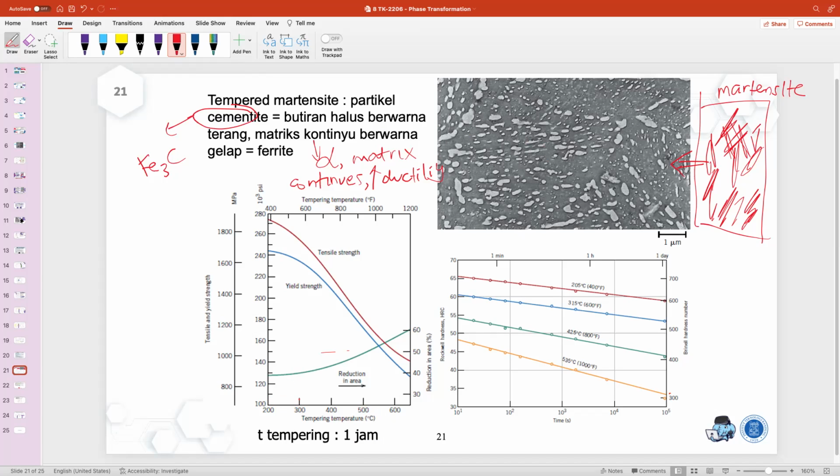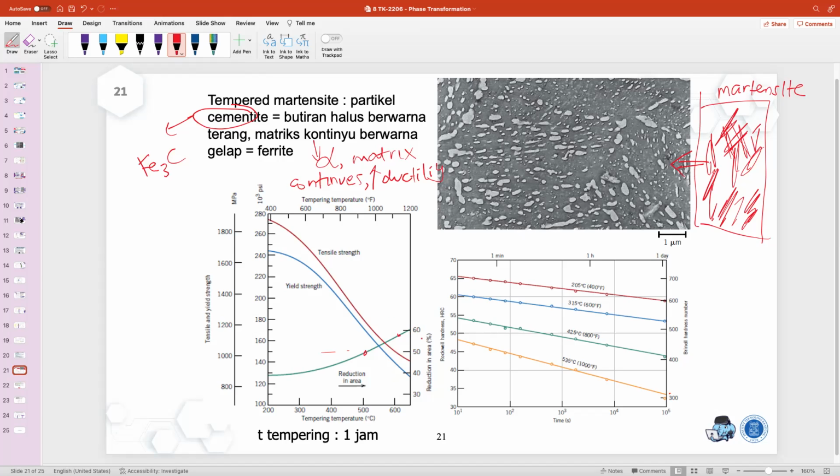So if we make the tempering around here, the reduction in area up to here, and the yield strength will also be decreased. Okay, so if we do the tempering at a quite high temperature, the tensile strength will decrease from the previous one, but then we will have some area reduction, some ductility.